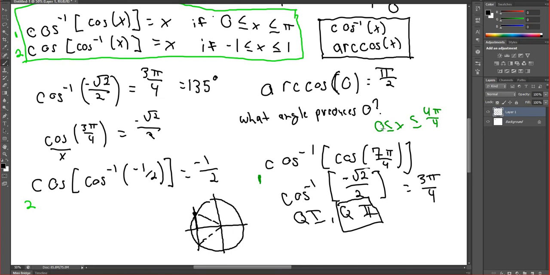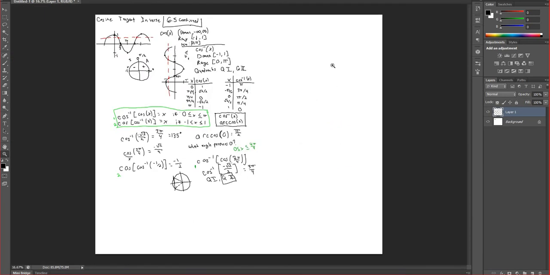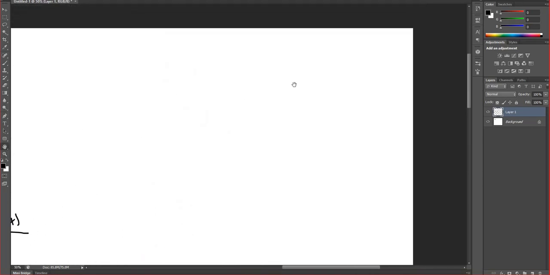Okay, so that wraps that up for cosine. We're just going to move on to tan. We're not really going to do too many examples with tan, and then I'm just going to give you a chart for the remaining 3. I'm going to zoom out. Any questions with the inverse cosine? No. Okay.